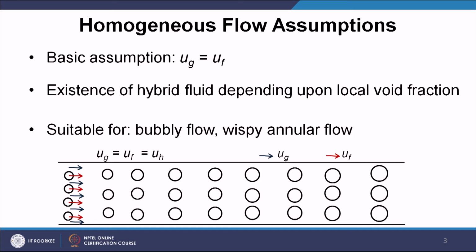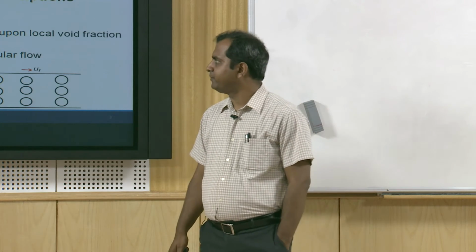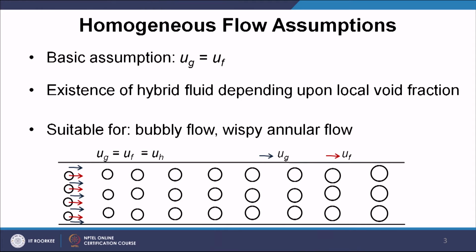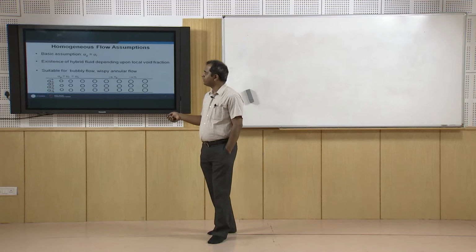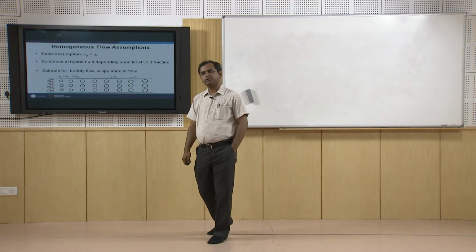Now, based on the assumption of homogeneous flow, we consider UG equals UF. That means in homogeneous flow we consider the gaseous phase velocity equivalent to the liquid phase velocity. Here we write this velocity as UH, where H signifies homogeneous model. So UG equals UF equals UH. This type of flow regime is very common for bubbly flow, wispy annular flow and so on.